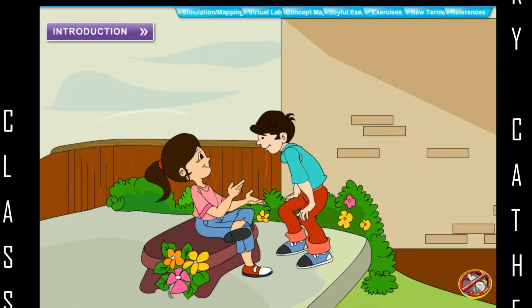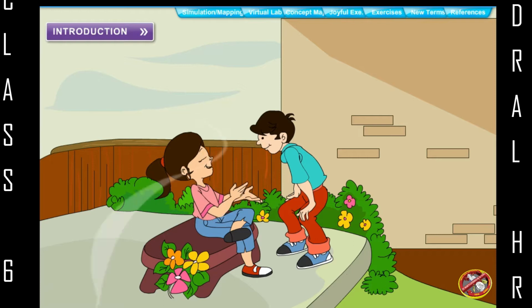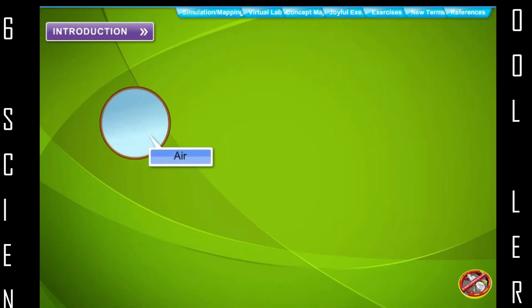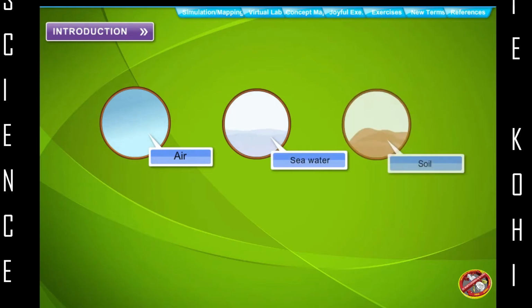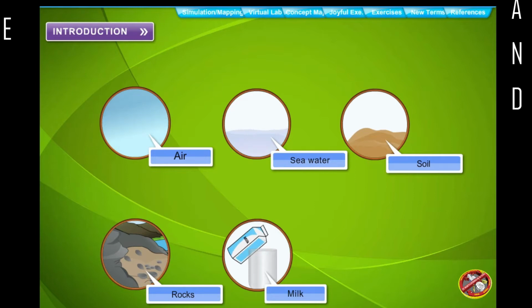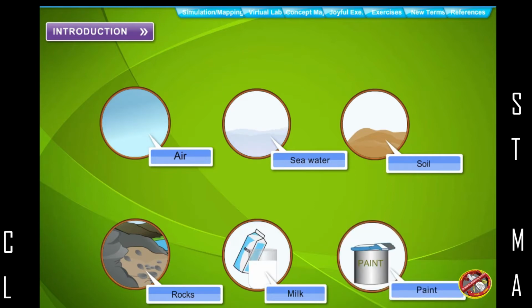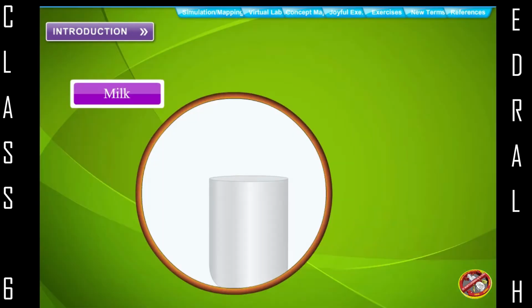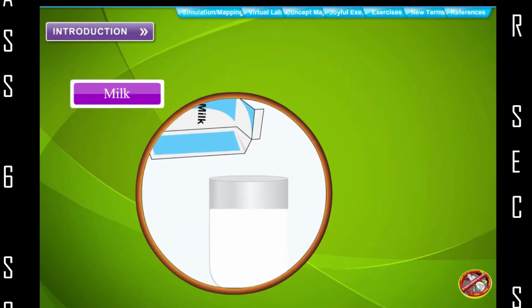Chapter 5. Separation of Substances. Most of the things around us like air, seawater, soil, rock, milk and paint are mixtures. Seawater is a mixture of salts dissolved in water. Milk is a mixture of cream or butter and water.